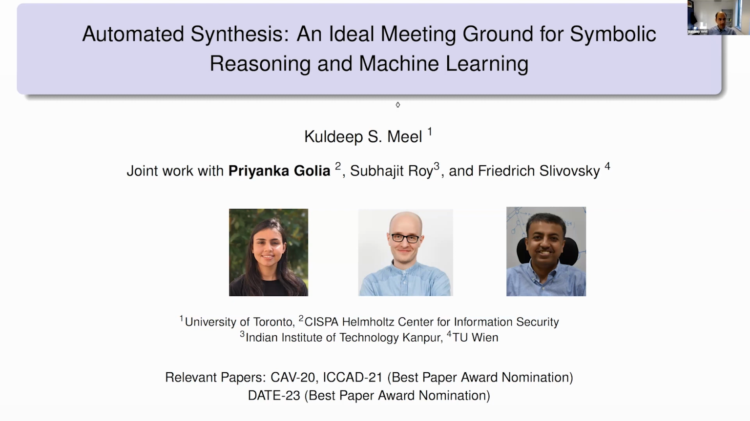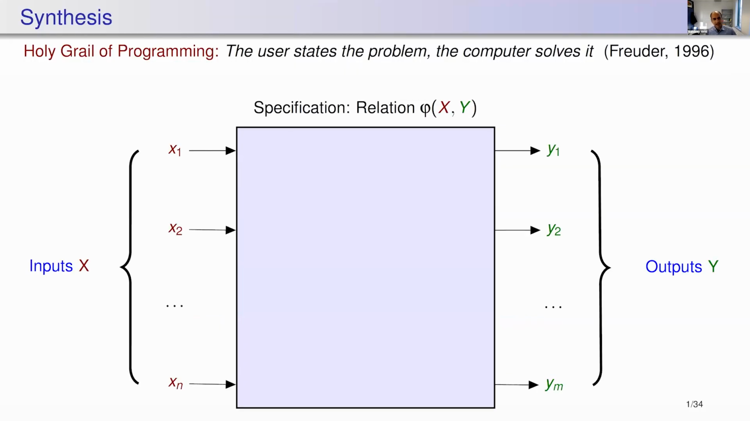So with that as the backdrop, let me get started with the importance and context of the problem. We are going to talk about what's often called the holy grail of programming, which is to synthesize a system. In particular, the user should be able to just state the specification, and we want the underlying computer or the system to be able to synthesize a system that will satisfy this specification.